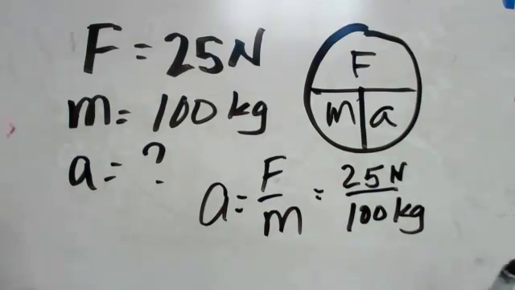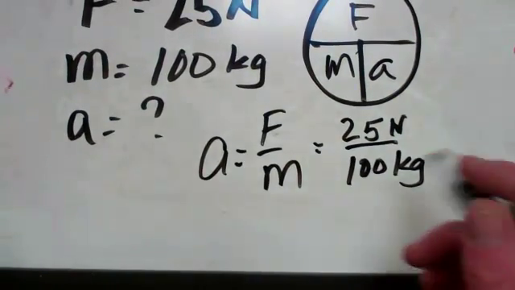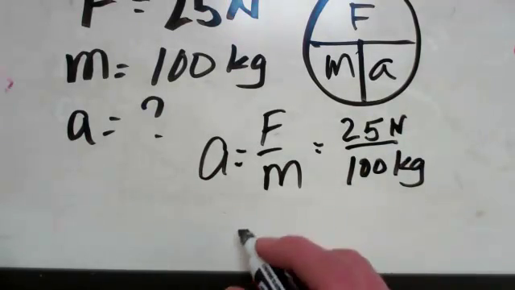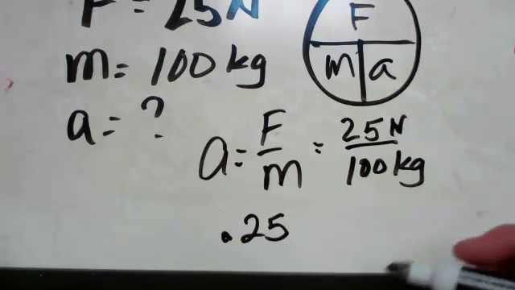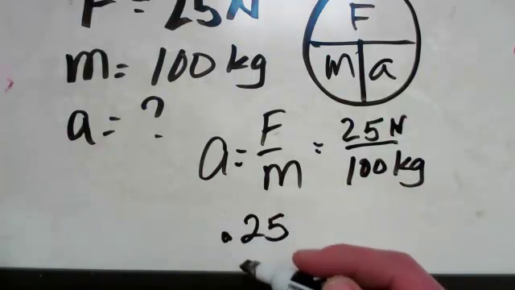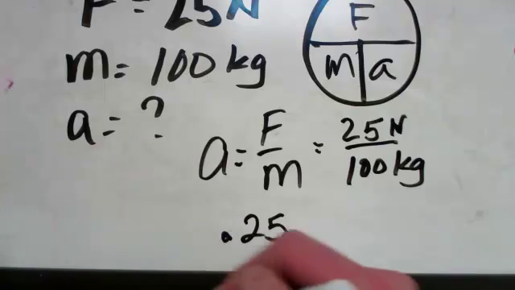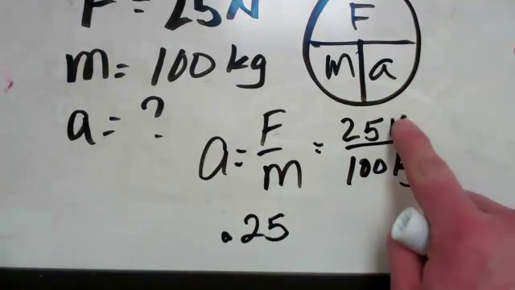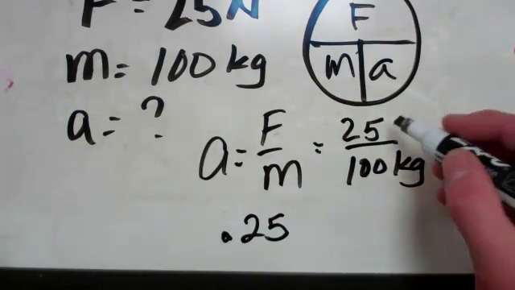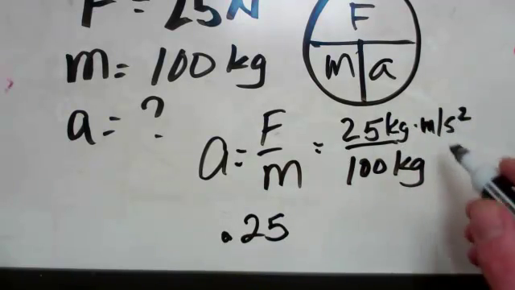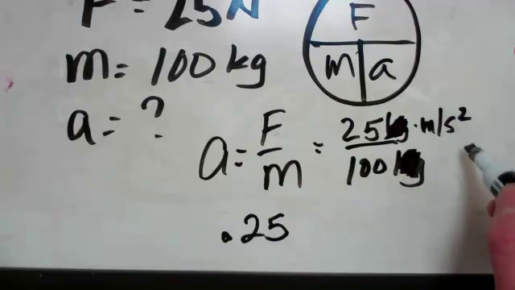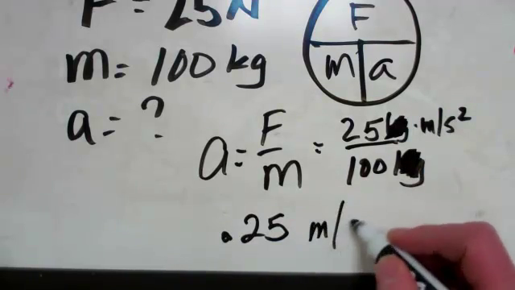Let's see if we can make a little room here. That's 1/4 or 0.25, and our units are going to be meters per second squared. You know that from acceleration. But let me show you how we get that as well. Remember how I said a newton could also be known as a kilogram times meters per second squared? Well, your kilograms will cancel, leaving you with a unit of meters per second squared.